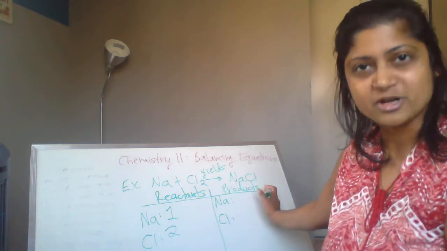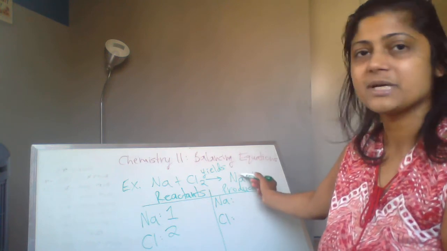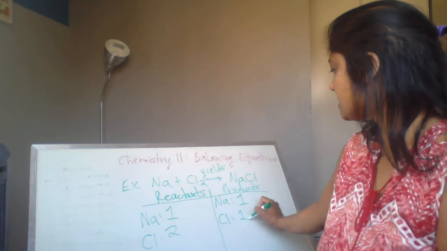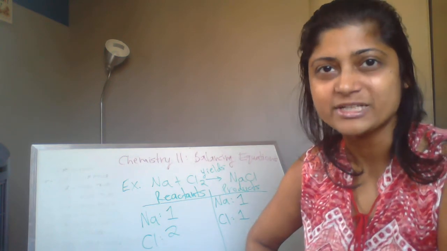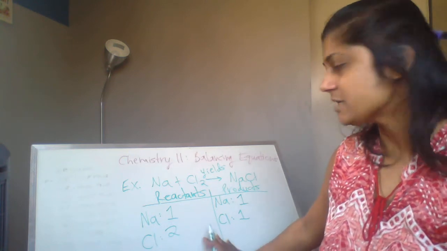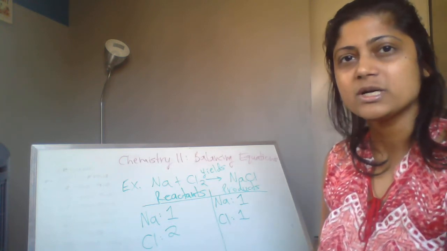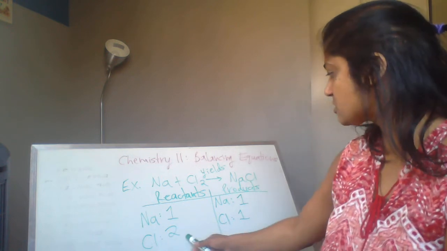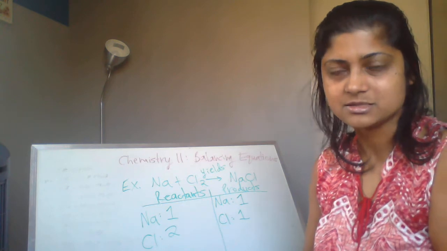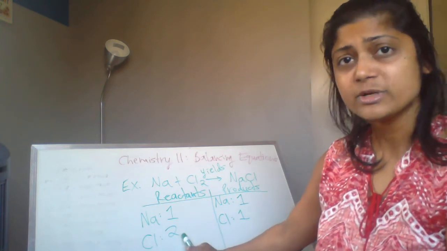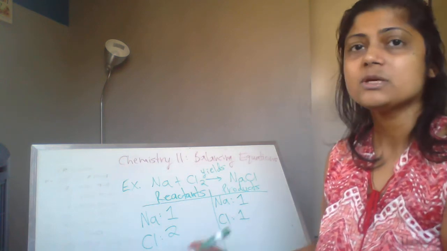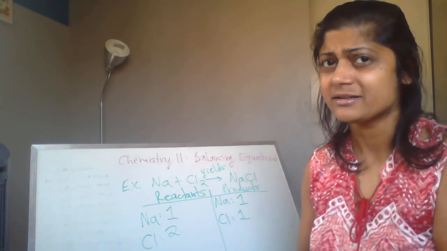Let's go to the product side. I see for sodium, again, there are no numbers here, so there's 1 sodium. The same thing with chlorine: I have 1 chlorine atom on the product side. Now, if you look at this table, it's really easy to see what is not balanced here. In this case, the sodium is balanced, I have 1 atom on both sides. However, for chlorine, I have 2 atoms on the reactant side, and there's only 1 atom of chlorine on the product side.